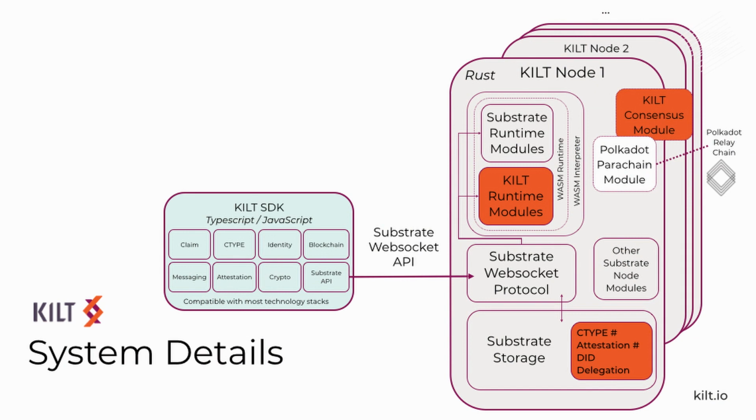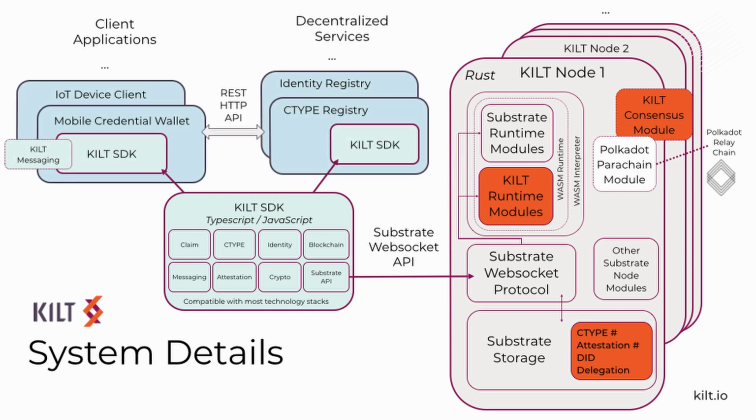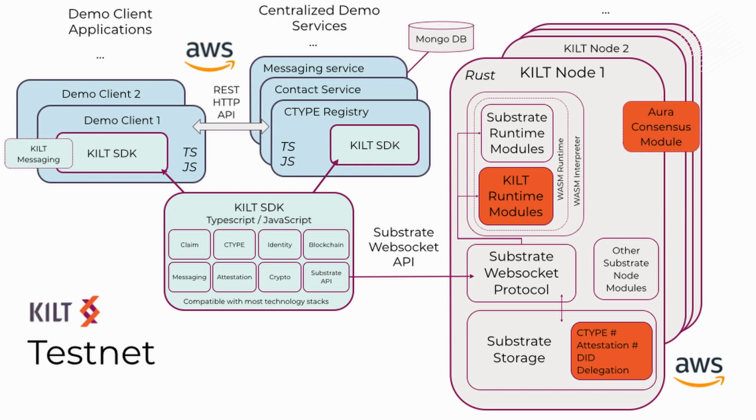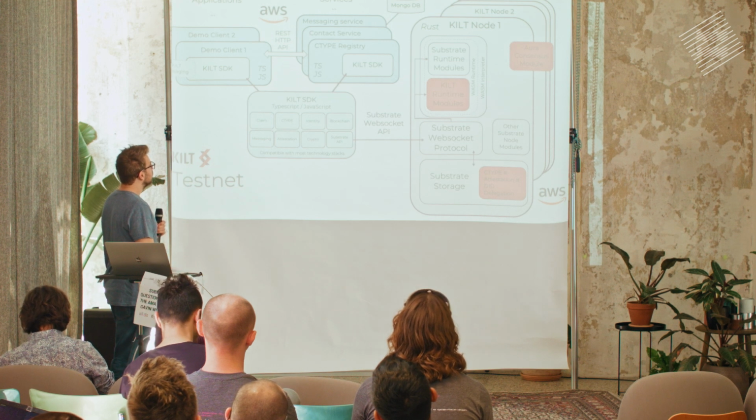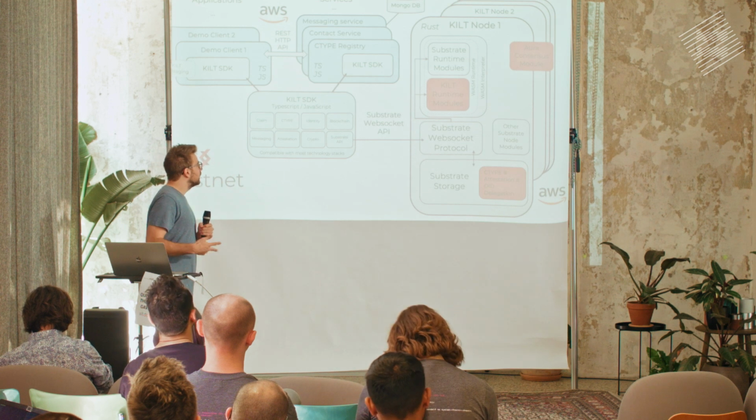And so we have the Kilt SDK, which is in TypeScript and JavaScript, and this communicates with the Substrate nodes through the WebSocket API. We also have client applications and decentralized services in this ecosystem. So this is the demo application or testnet that we already have. Everything is running in AWS, and we have simple demo centralized services, like the messaging service, contact service, and C-type registry.